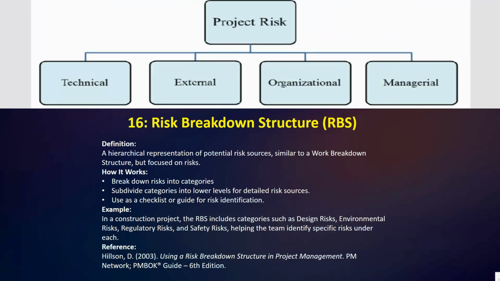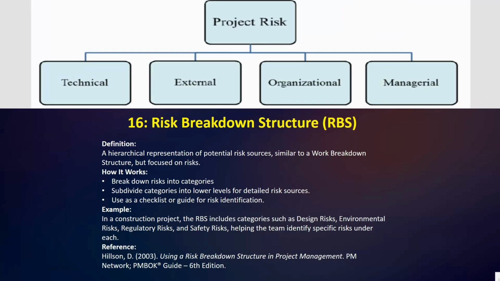At number 16, we have risk breakdown structure. A risk breakdown structure is a hierarchical framework that organizes risk into categories. Think of it as a family tree for your project's risk. Here we have the definition.